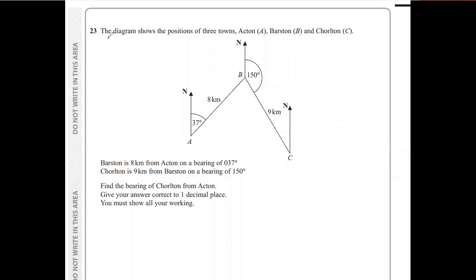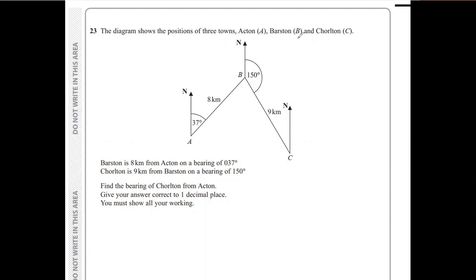Question 23. The diagram shows the positions of 3 towns, Acton, Boston, and Chorlton: A, B, and C. To keep it simple, Boston is 8 kilometers from Acton on a bearing of 37 degrees. So the north line above A, and this bearing is 037 degrees. And then if you draw the north line above B, Chorlton is 9 kilometers from Boston on a bearing of 150 degrees. Find the bearing of Chorlton from Acton.